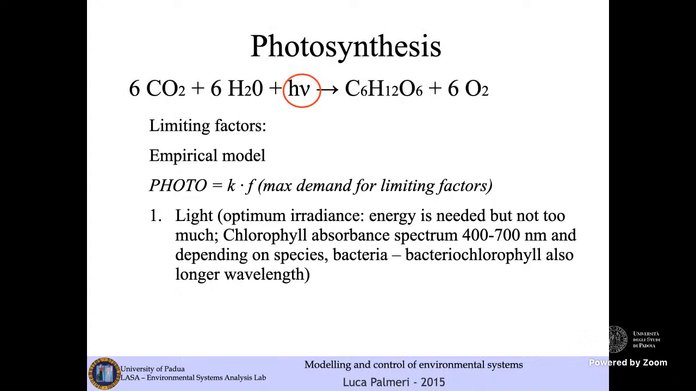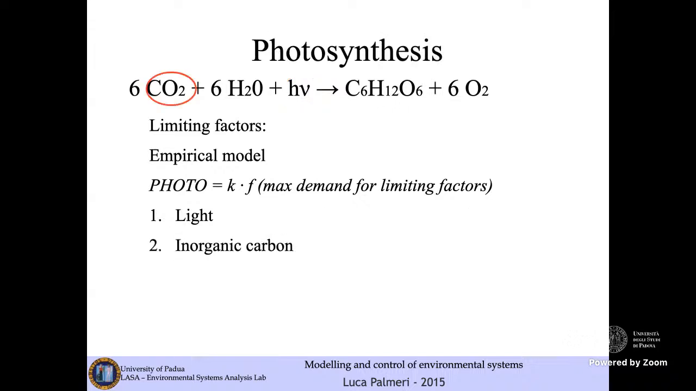Of course, there is a light effect that is linked to an optimum irradiance. So energy is needed, but not too much energy, as we said. In this case, the chlorophyll absorbance spectrum is in the range 400 to 700 nanometers, depending on the species of bacteria, which typically have bacteriochlorophylls, but may also work on longer wavelengths.